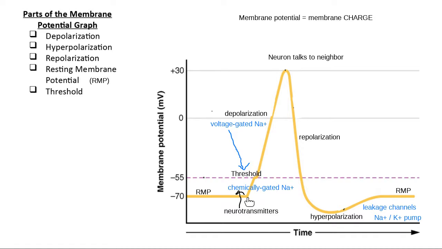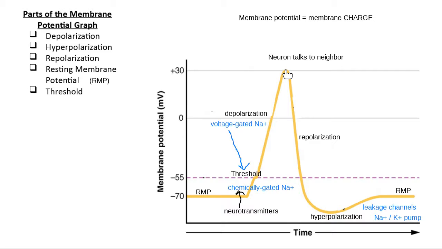From this point here, on one version of your graph, it says stimulus received. From the point where a neuron first gets neurotransmitters to the point where it gets to threshold, the first 15 millivolts of change in membrane charge is all about the neurotransmitters, all about the chemically gated channels. If I open up enough channels and bring in enough sodium to make my membrane charge -55, my voltage-gated sodium channels take over. They completely depolarize my membrane all the way up to +30.